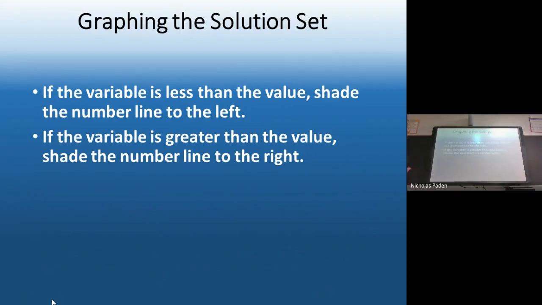So shading our line, if the variable is less than the value, we shade the number line to the left. So less than means to the left. One thing to remember, L less than, L left. That's the easiest way to remember. Less than, shade to the left. If it's a greater than sign, then we would shade to the right.